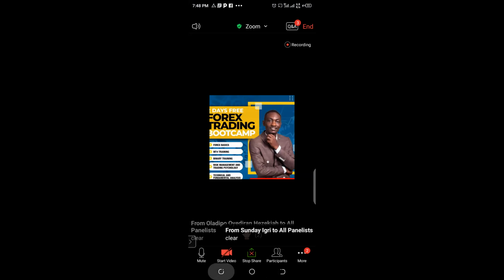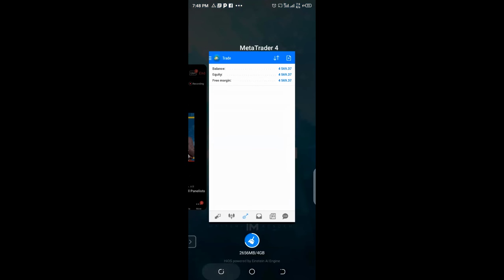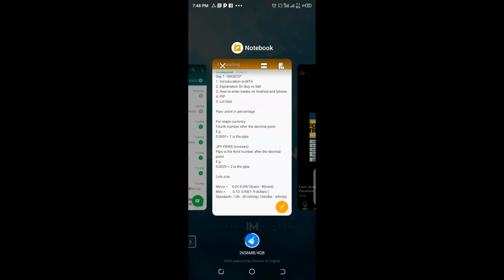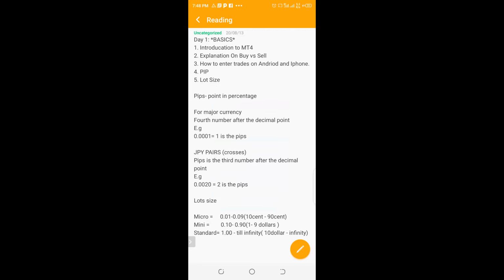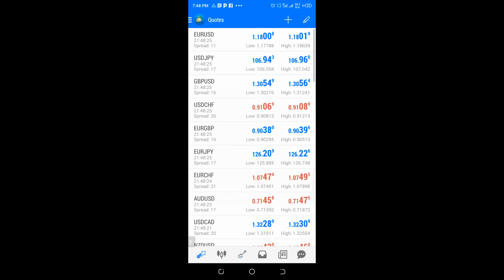All right, let's go to the next. Let me check my itinerary. We've gone through the introduction to MetaTrader 4, and we've explained the reason why we buy and we sell. Now the next thing we are going to explain is how to enter a trade on your Android or iPhone.